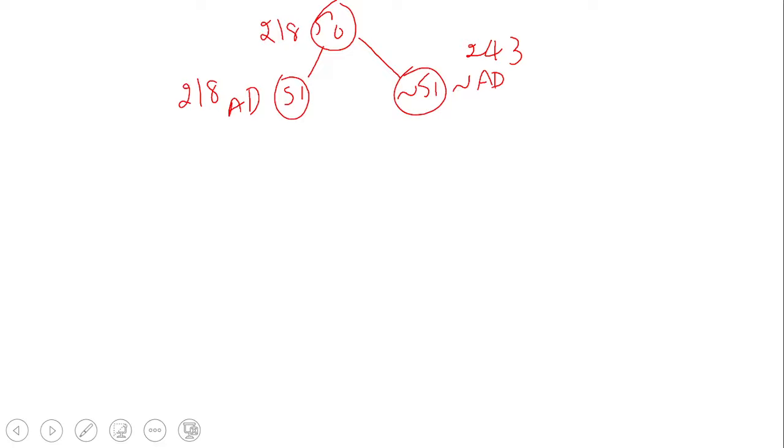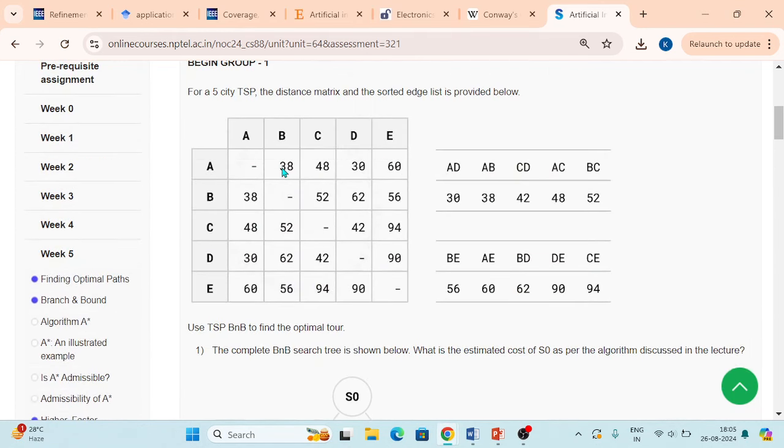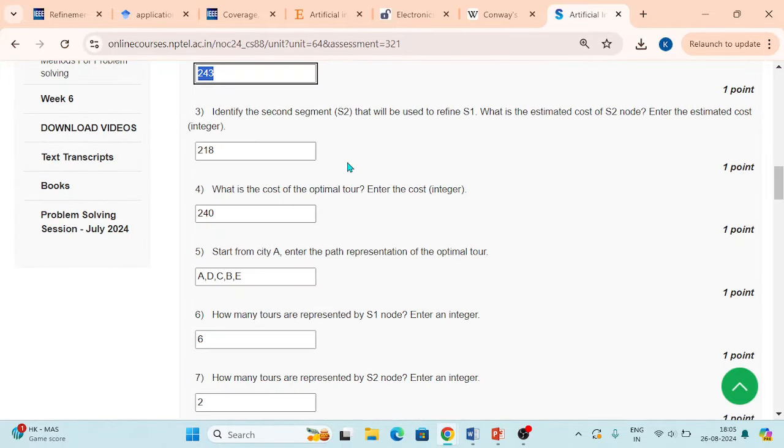So they ask us to calculate not S1, and it is 243. Don't consider AD, that is 30, when calculating. If 30 is there in a particular row, remove the 30 and take the next two minimum values. So here 38, 48, like that. So 243 is the estimated cost.